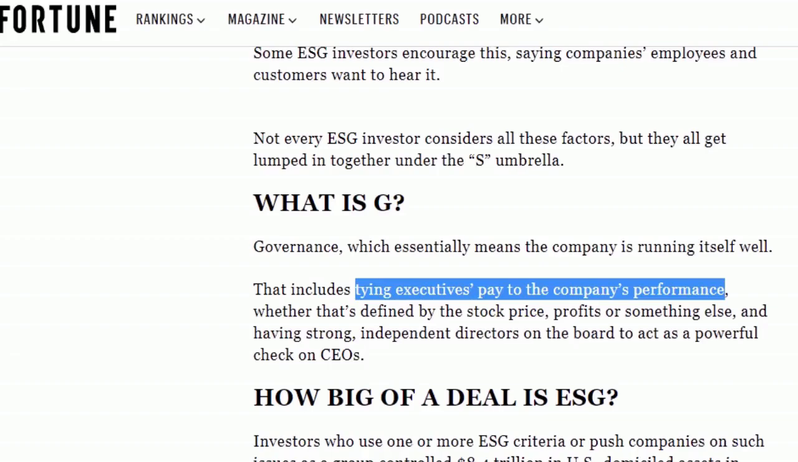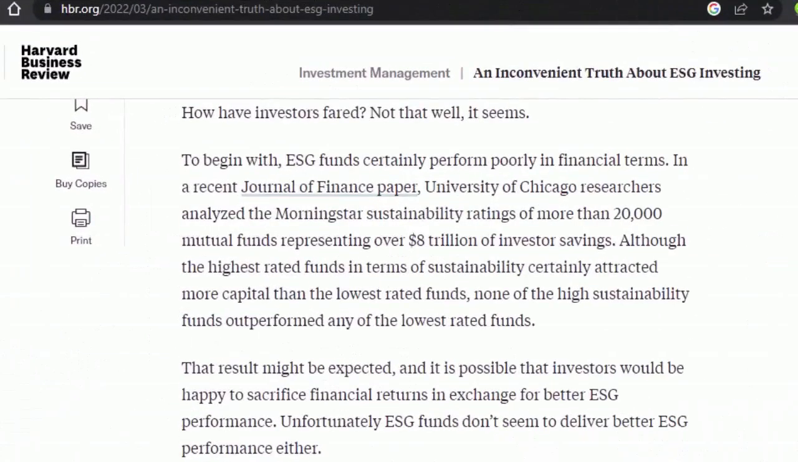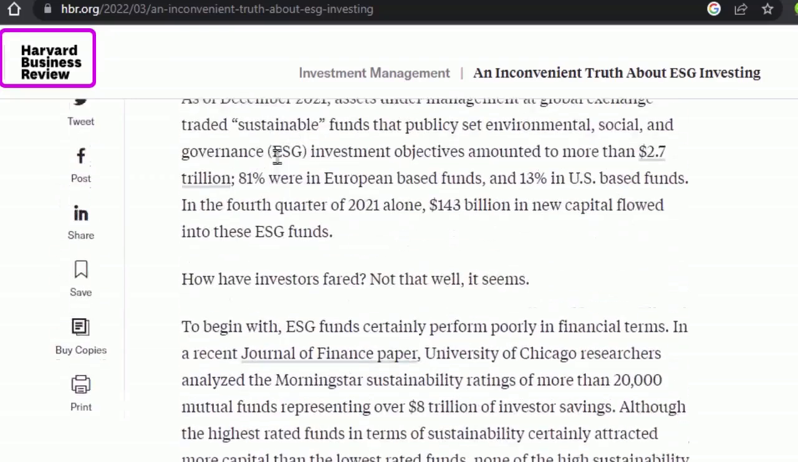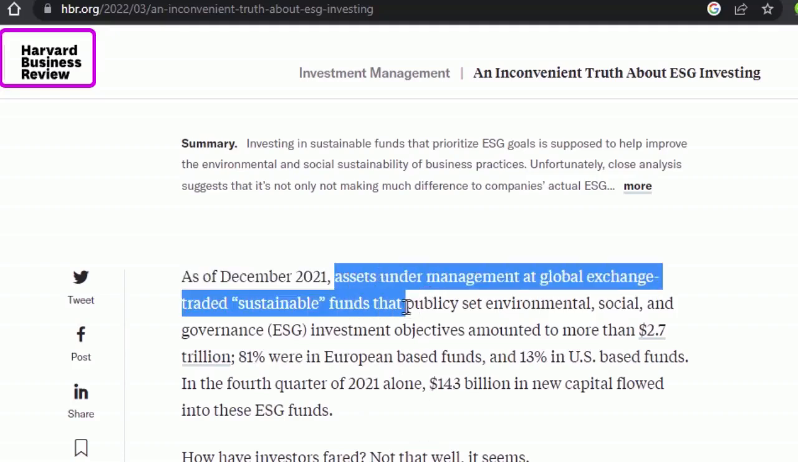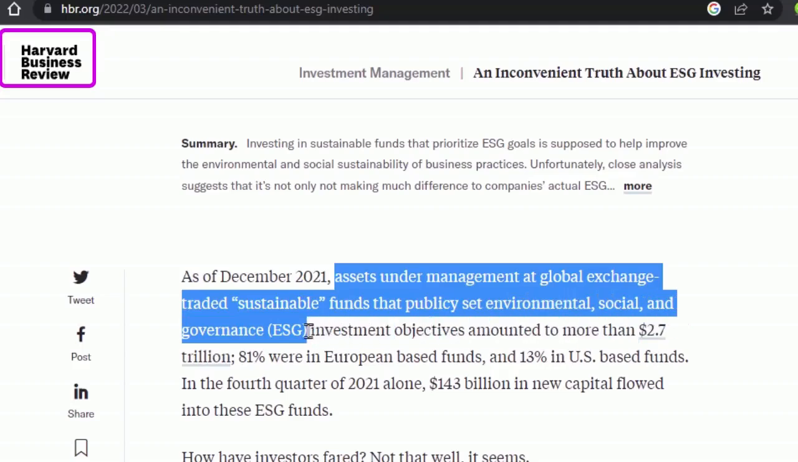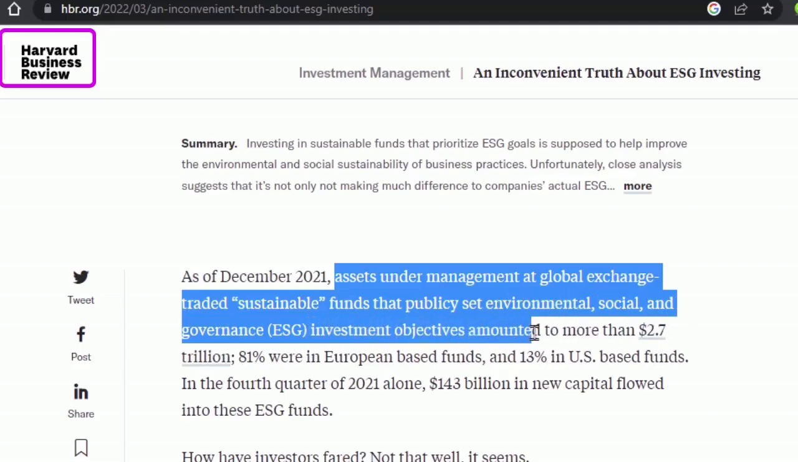But the question is, as an investor, because that's what we're talking about today, you as an investor, is this something that you want calculated into the price of the stock of the company that you're evaluating? So now let's head over to the Harvard Business Review. As an investor, you want a good return on your money, obviously. And so the question, actually, let me go back up here because this goes back to, let's get our dates in here as well to be responsible. So December 2021, assets under management at the Global Exchange Traded Sustainable Funds that publicly set environmental, social, and governance, ESG, investment objectives. Okay, it gives the numbers there.